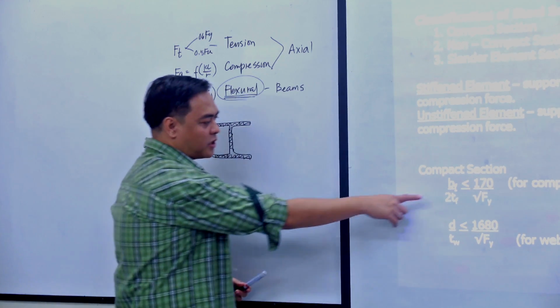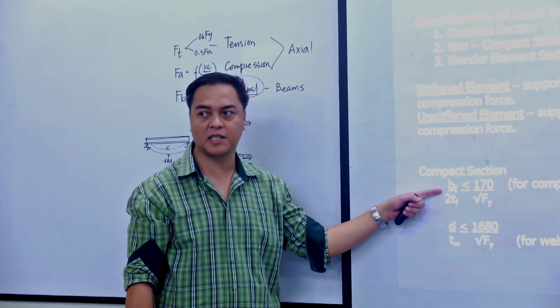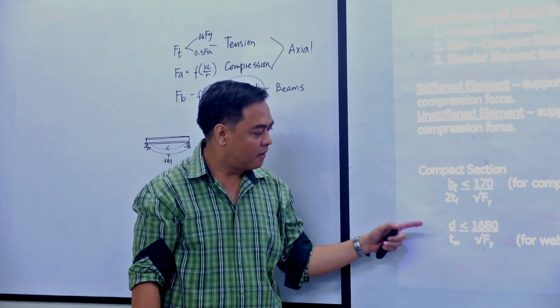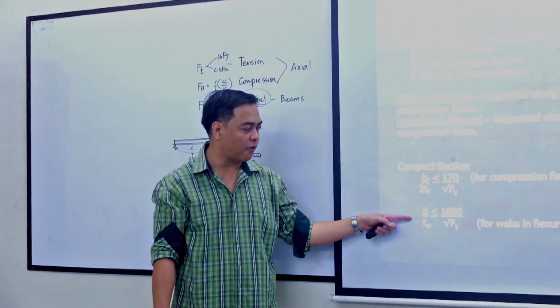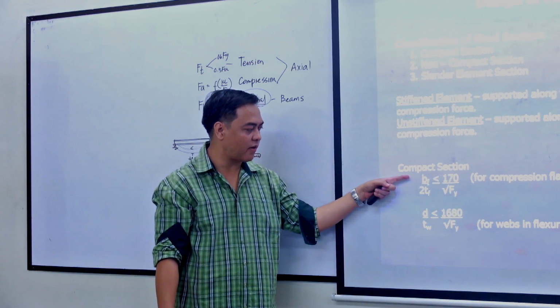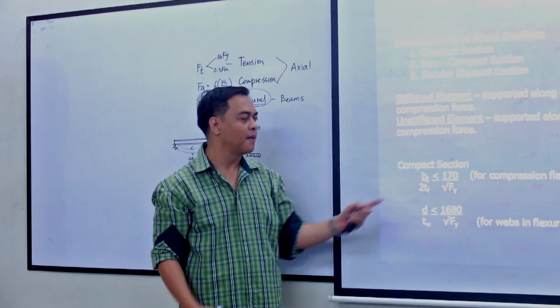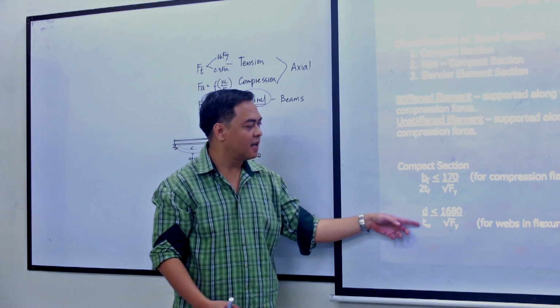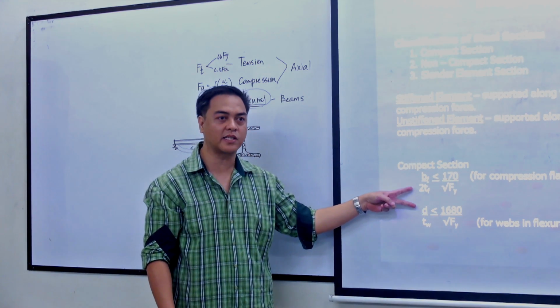Now, if this equation is satisfied, therefore you have a compact flange. Let's say the second equation is also satisfied, therefore you have a compact web. Since you have a compact flange and you have a compact web, therefore you have a compact cross section. Okay? Now, what if one of these or even both of these are not satisfied? What can you say about the cross section?